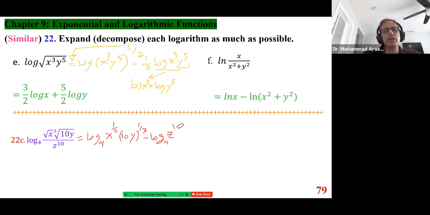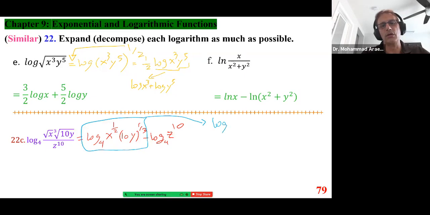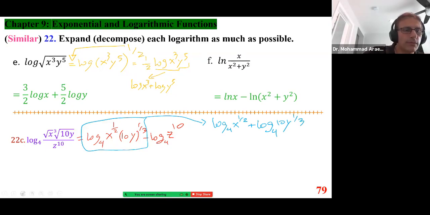The first piece can be cut into 2. The last one is very easy, and it's very straightforward. This part, we can write it as log base 4 of x to the power of 1/2 plus log base 4 of 10y to the power of 1/3. So therefore, this one would be 1/2 log x base 4. This would be 1/3 log 10y base 4 minus 10 log z base 4.